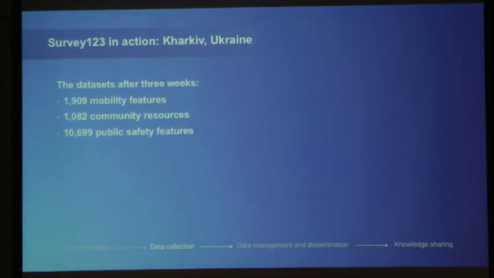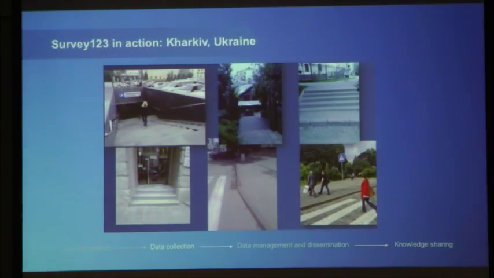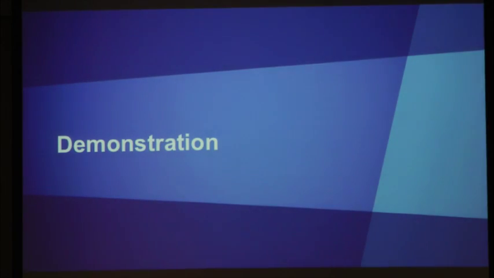So after 3 weeks, there's almost 2,000 mobility features, over 1,000 community resources, and almost 11,000 public safety features. So it's an incredible amount of data that's been gathered pretty quickly. And these are some examples of the photos that they've added to some of the points that they've created, collected through Survey 123. So we'll take a little look at what that looks like.